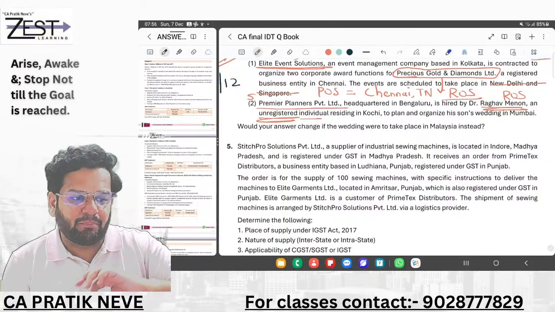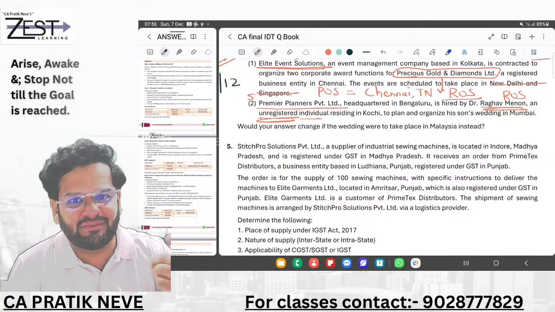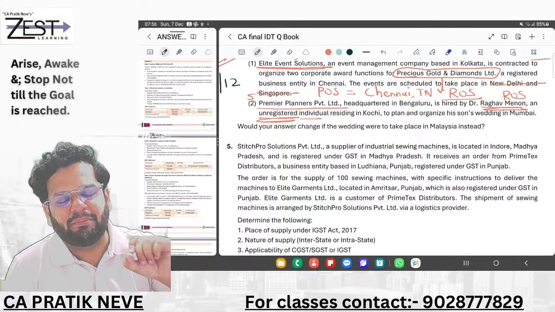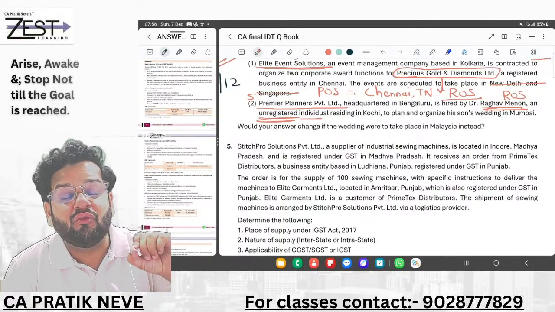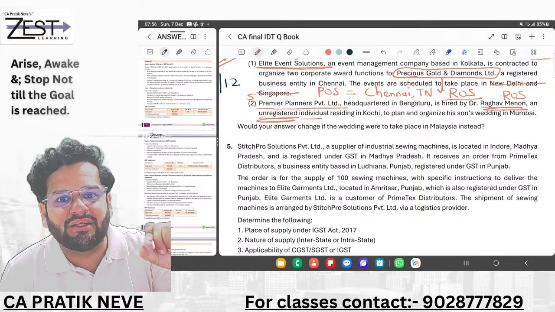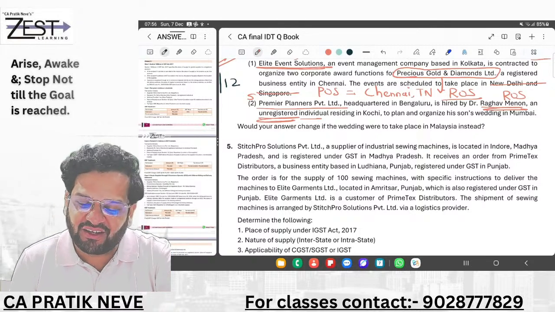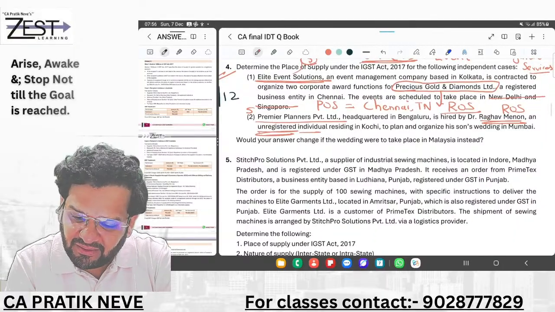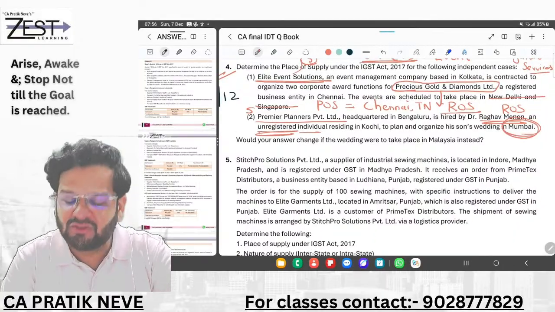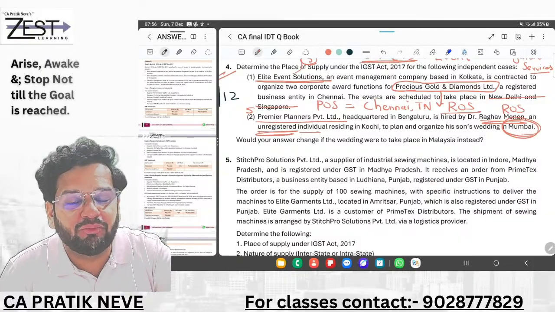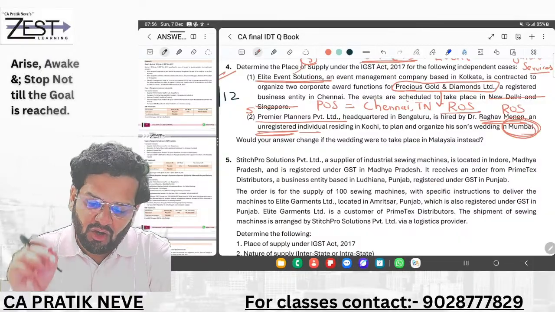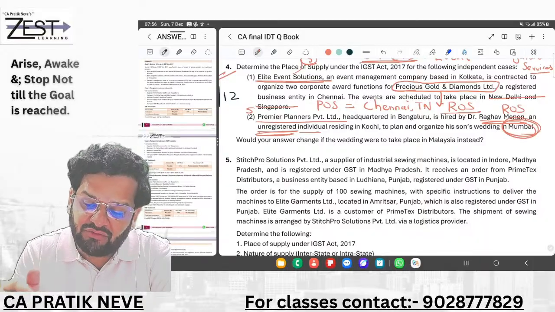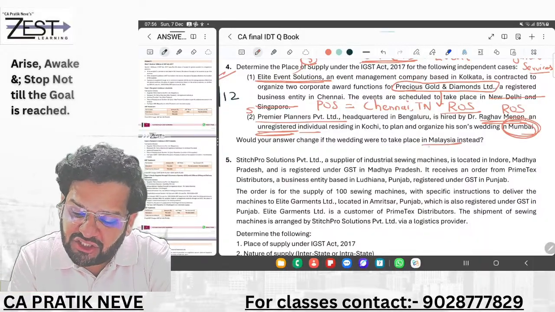So when supply is given to an unregistered person, the place of supply is where the event is actually held. Now you check where the event is held. The event is held in Mumbai. So place of supply is going to be Mumbai. Would your answer change if the wedding was to take place in Malaysia?